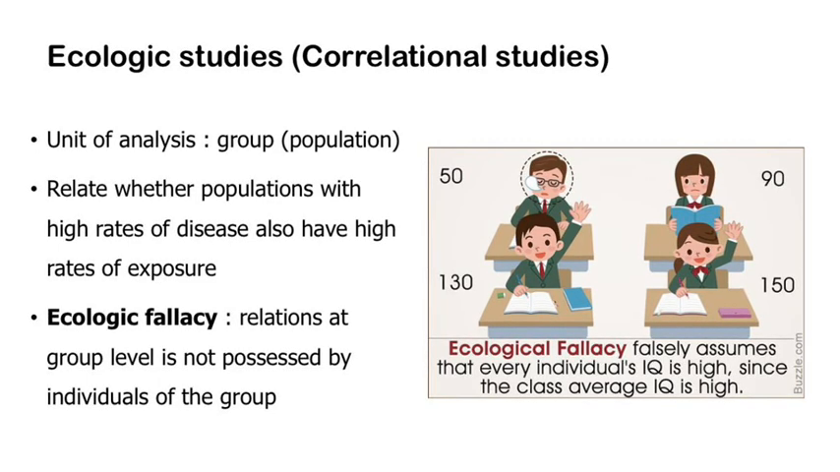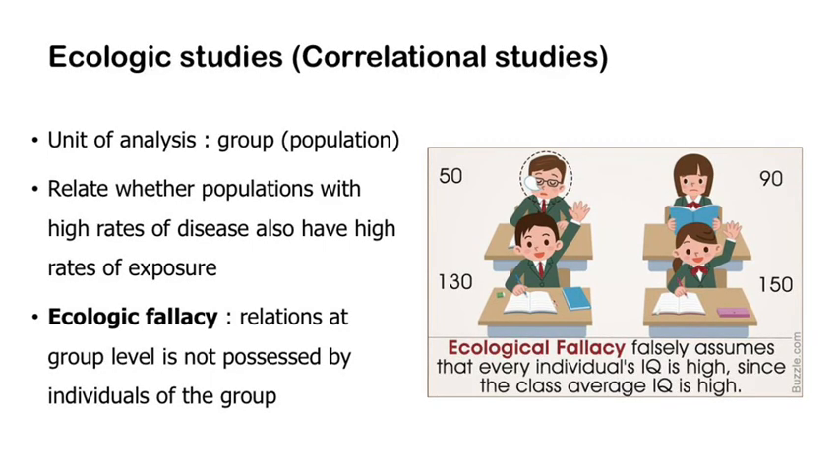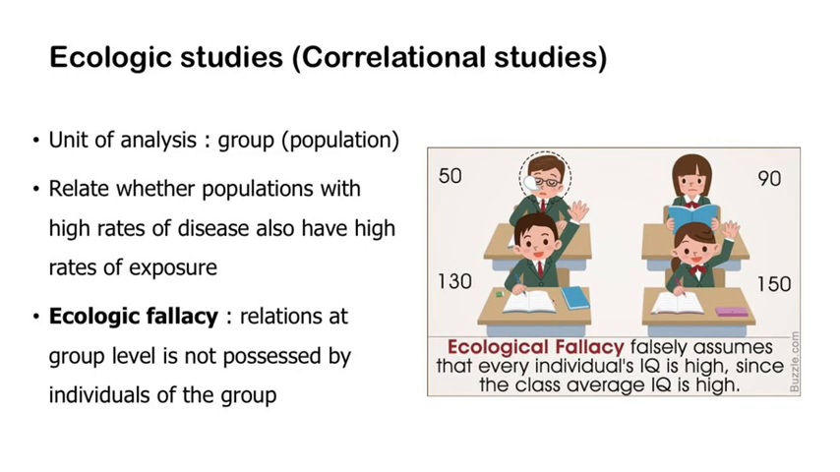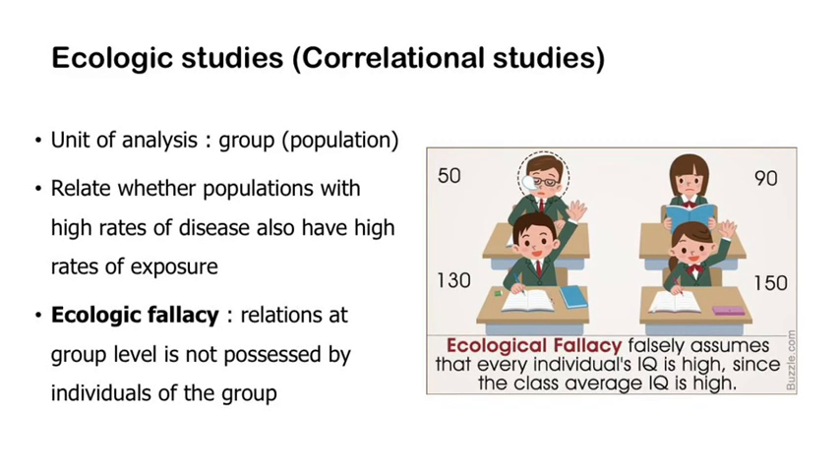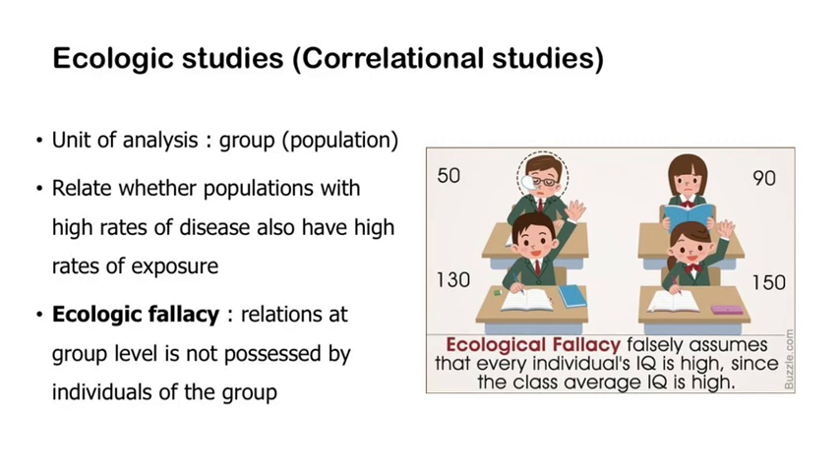In the figure given, you can see the IQ levels of 4 students. When we see the average IQ of the whole class, it is very high, but the individual IQ is not high for all. This is ecologic fallacy.